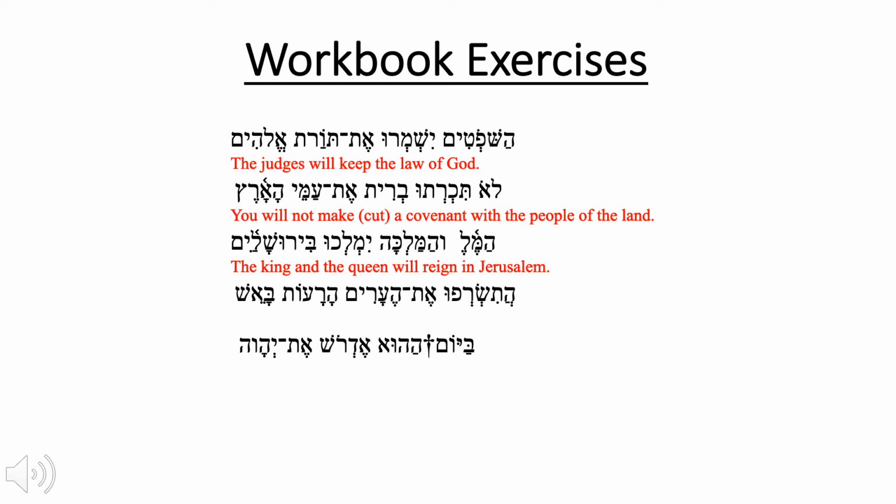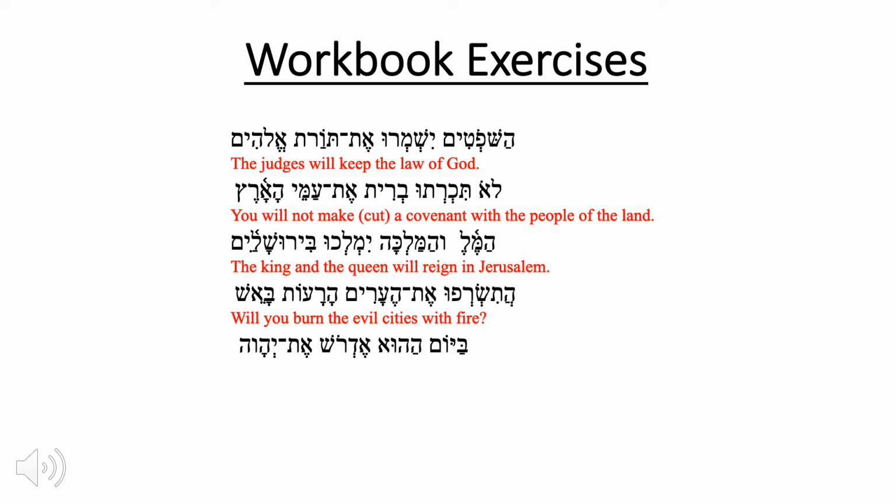And then we're told where they will reign, Birushalayim, in Jerusalem. The king and the queen will reign, Yimlaku, in Jerusalem. Now try number 4. The hey at the beginning of this next phrase is not the definite article, but the interrogative particle. This is a question mark. Will, and then the question. The verb is tisrafu, will you burn, from saraf, to burn.